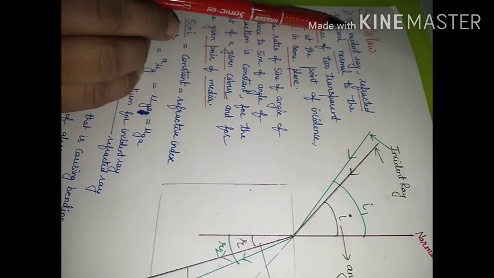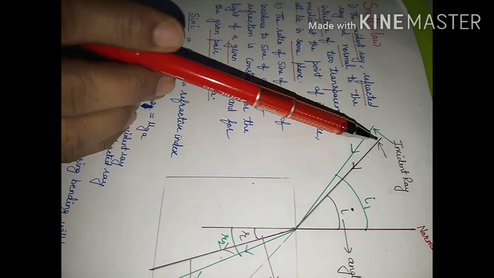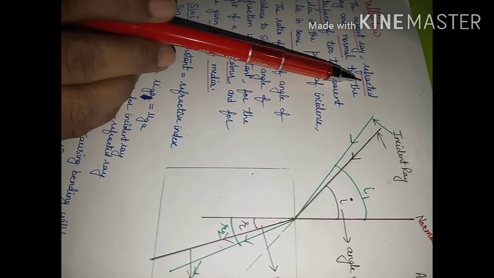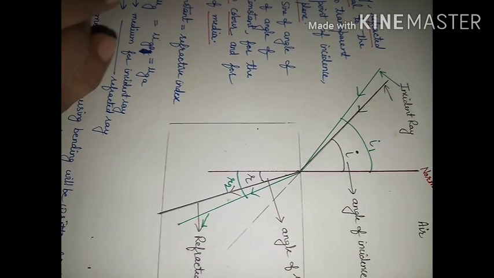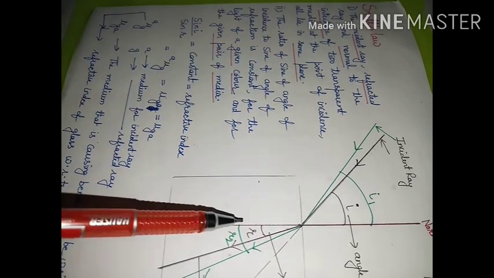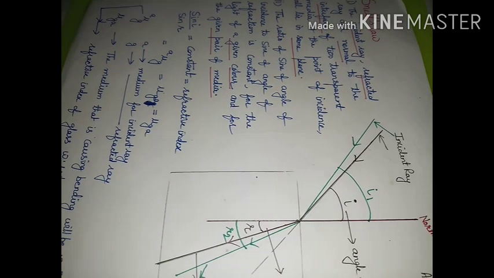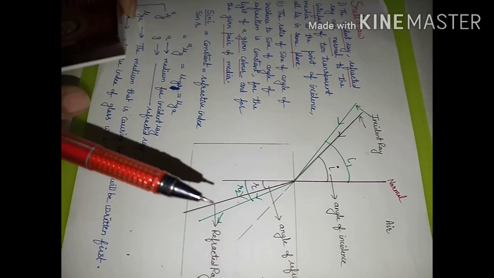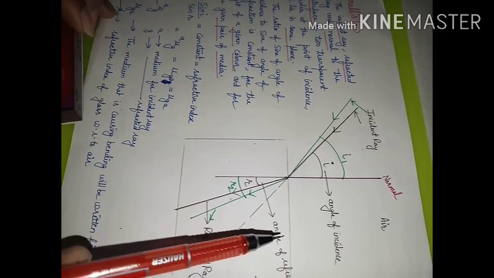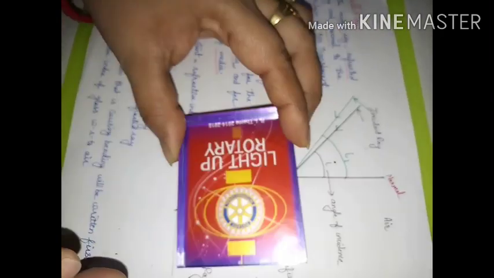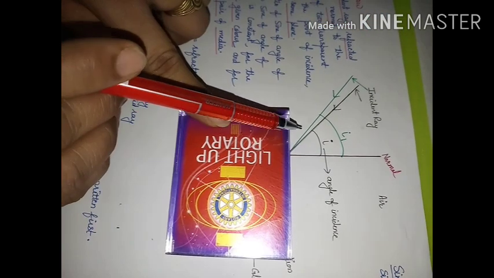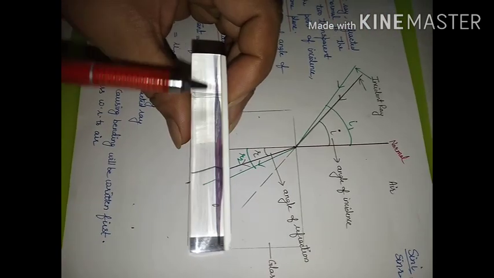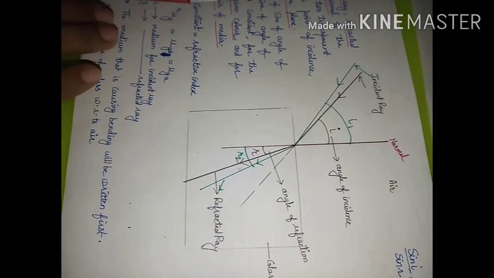According to Snell's law of refraction, the incident ray, this ray, the refracted ray, this one, and the normal to the interface. This is the normal. This is the interface. Interface means the face that is separating the two media. Two media, one is air, one is glass. For example, if this is a glass slab, then the ray of light will come and strike this face. So this is representing the interface.